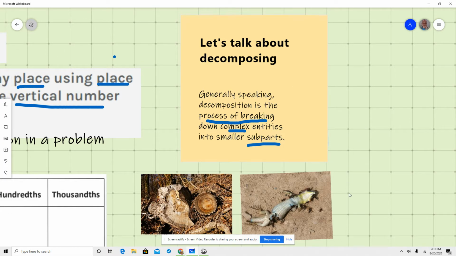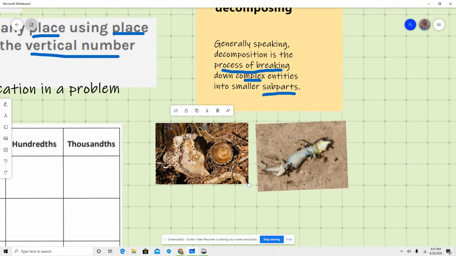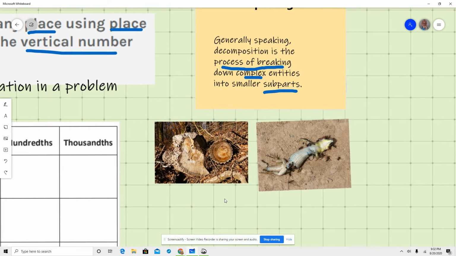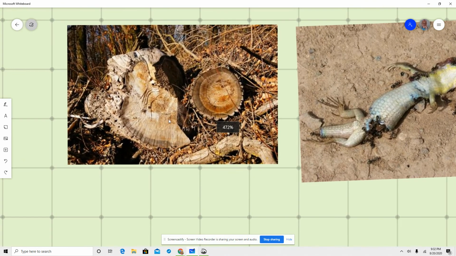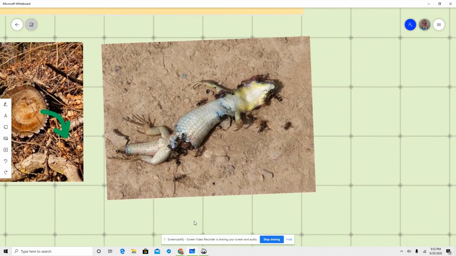Let's look at a couple of examples. There is decomposition in nature. We have plant decay in this picture, and this trunk is going to decompose into smaller parts and go right into the soil again. And there are fungi who take care of that part. They decompose those plants into smaller parts.